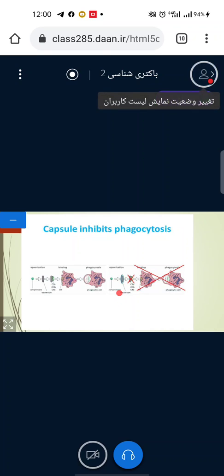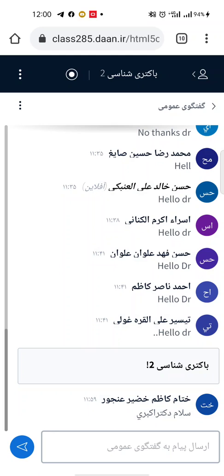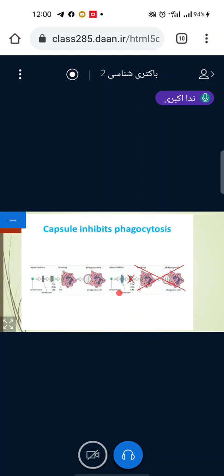So, alginate has two responsibilities. One of them helps the bacteria to attach to the host cell. The other one protects or helps the bacteria against phagocytosis, against the immune response of the host.